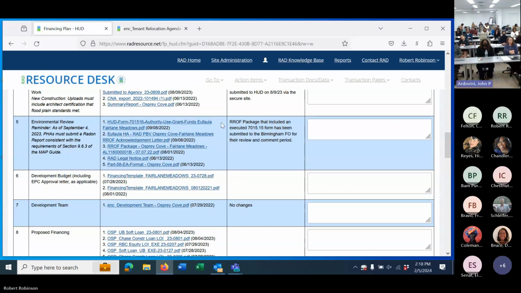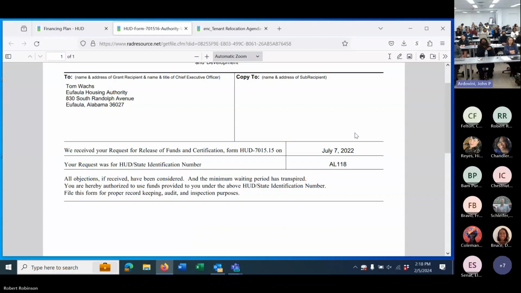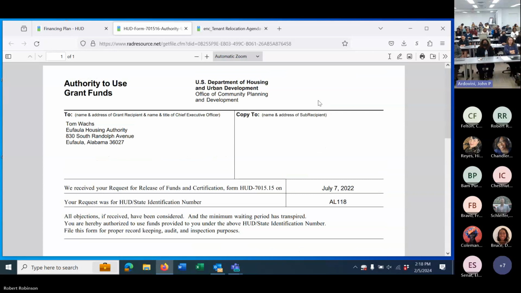Environmental. So we do have the authority to use grant funds here. Once the Part 58 is completed, once the responsible entity completes that, we usually would have the PHA submit that to the field office, and they would also review the authority to use grant funds and provide an approval. At that point, we consider it an approved Part 58.